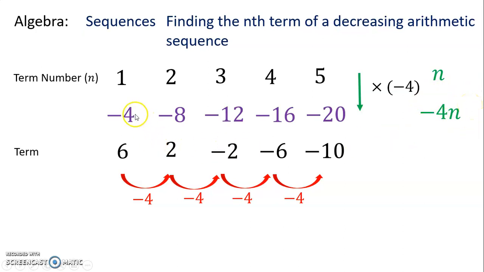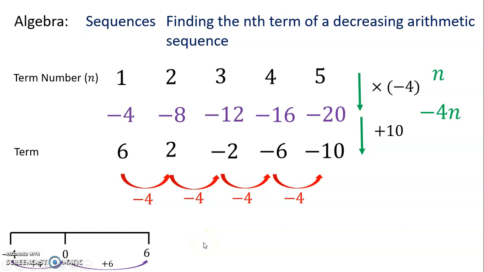So now I've got to work out what am I adding on each time. And again, you're going to find this tricky if you're not super confident with negative numbers. So what do I add to negative 4 to get 6? Well, down the bottom here, I've done a little number line. So here's negative 4. I have to add 4 to get to 0. And then I have to add 6 to get to 6. So all together, I've added 10.